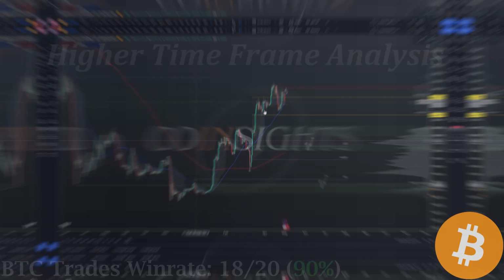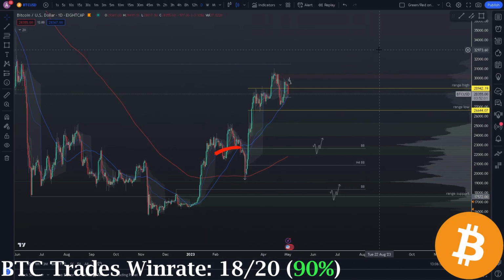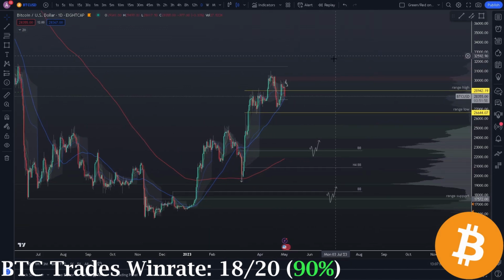larger push up. So now to go back to our Bitcoin chart on the daily, we do have a golden cross on the daily chart here, and we have been holding the 50. Although I believe that we are not going to hold the 50 on this push down.